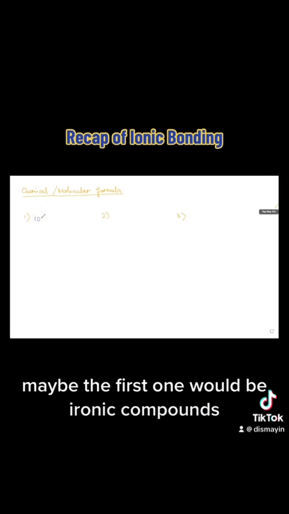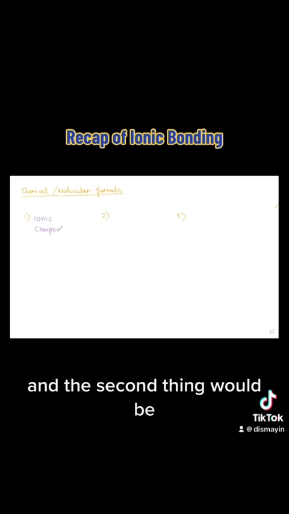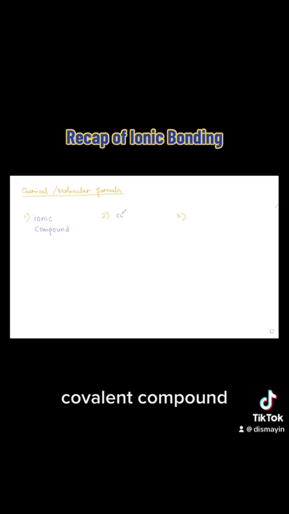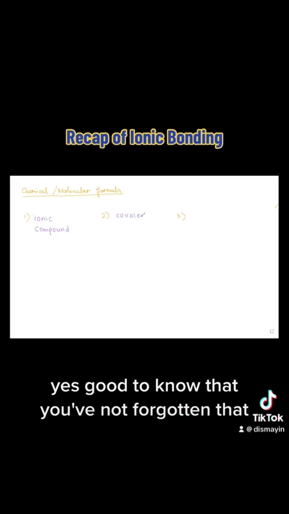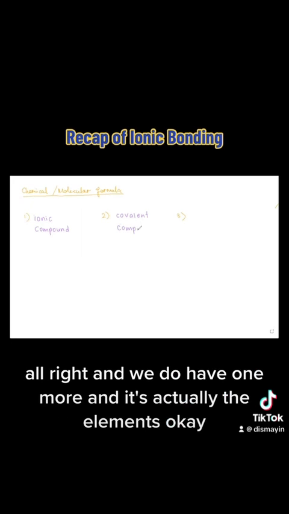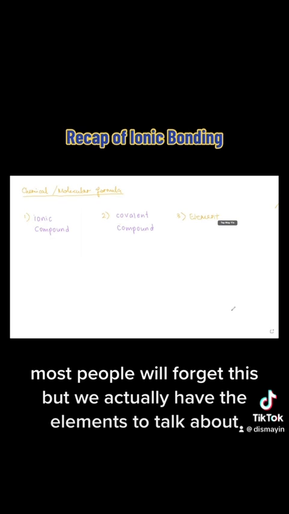Maybe the first one would be ionic compounds. And the second thing would be covalent compounds. Yes, good to know that you've not forgotten that. All right, and we do have one more, and it's actually the elements. Most people will forget this, but we actually have the elements to talk about.